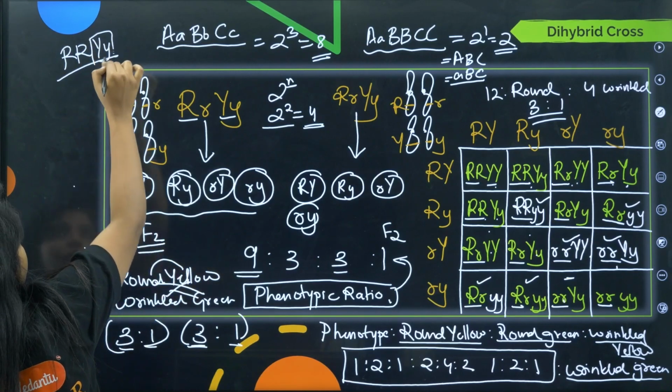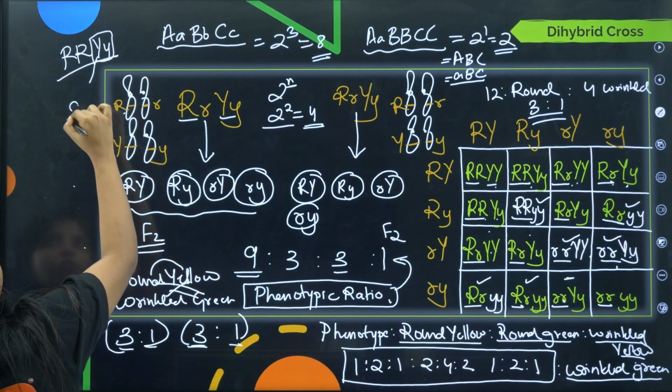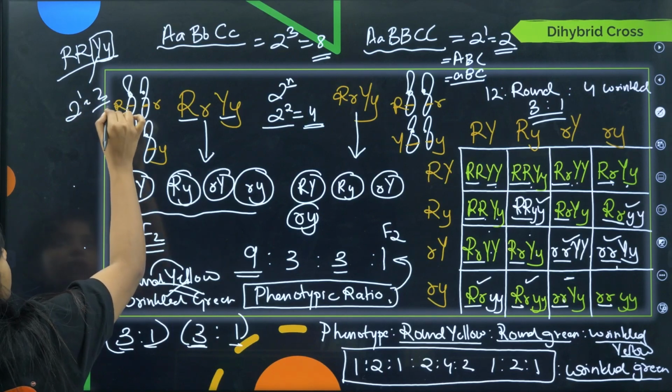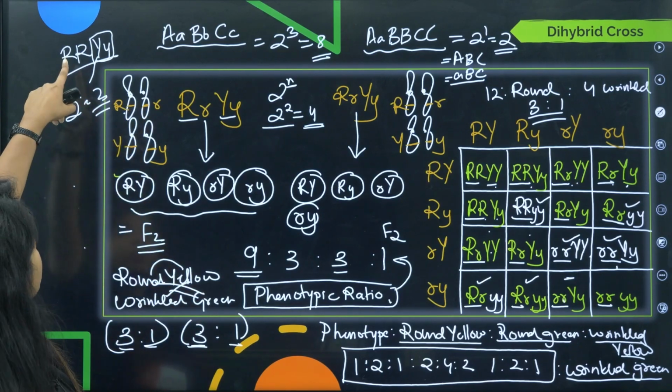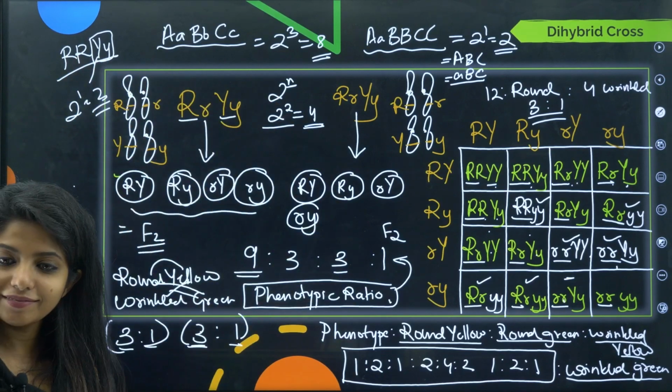There is only one hybrid over here. This is not hybrid. So what will you say, children? It will be 2:1. That is, there will be only 2 types of gametes that will be formed. It can be either capital R capital Y, or it can be capital R small y. That's the same thing. Okay.